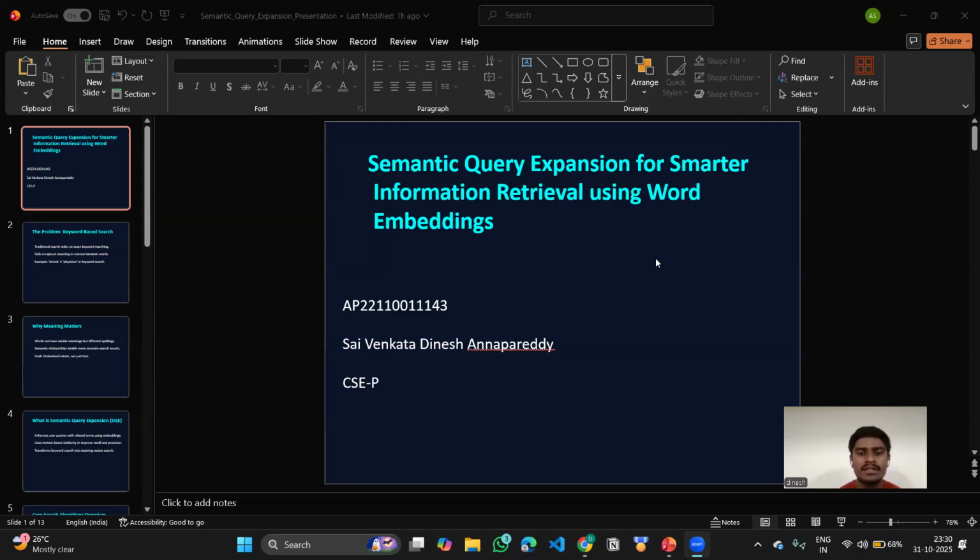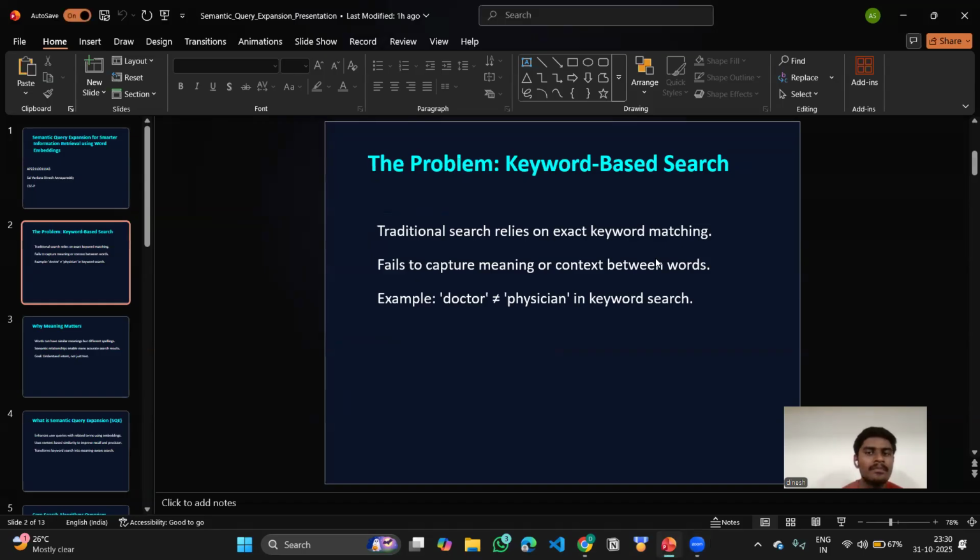Hi guys, this is Dinesh from CSC section P, and I'm going to explain about semantic query expansion for smarter information retrieval using word embeddings. So, what is the key problem?